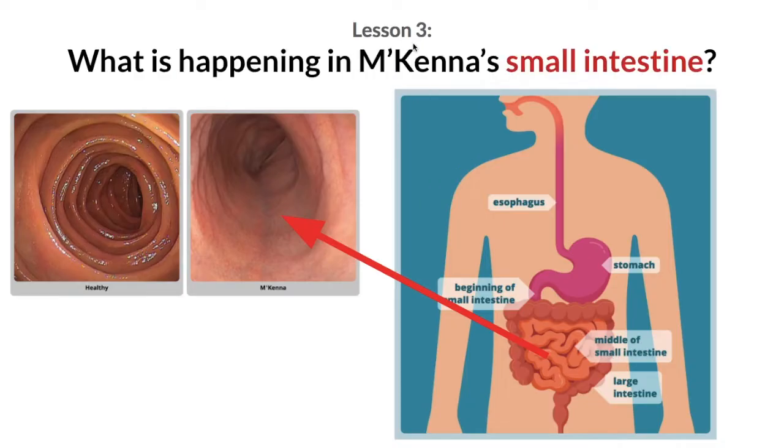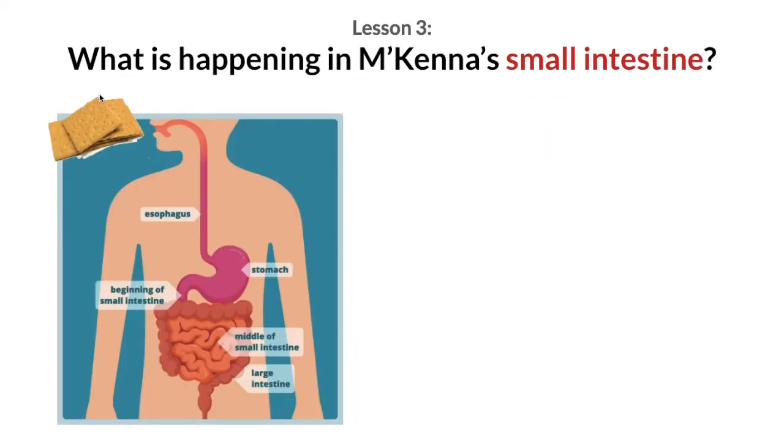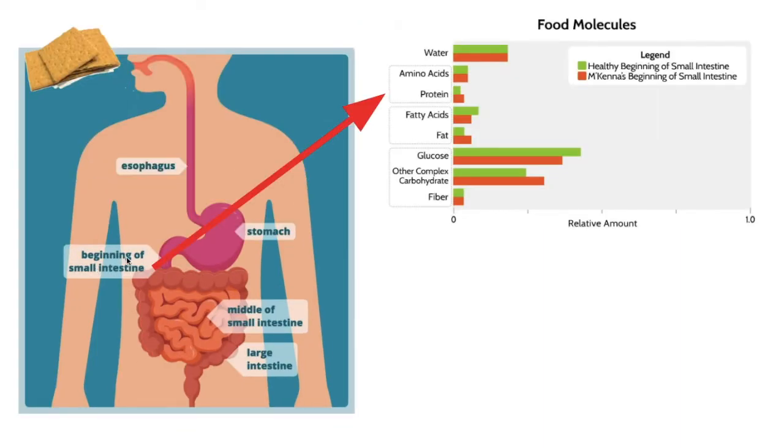Today in lesson 3, we'll ask ourselves, what is happening in McKenna's small intestine? To answer this question, we asked McKenna to eat graham crackers. We'll start at the beginning of McKenna's small intestine. The green shows us the relative amount of food molecules that we could expect in a healthy small intestine. The orange shows us the relative amount of food molecules from the graham cracker that are in McKenna's small intestine.